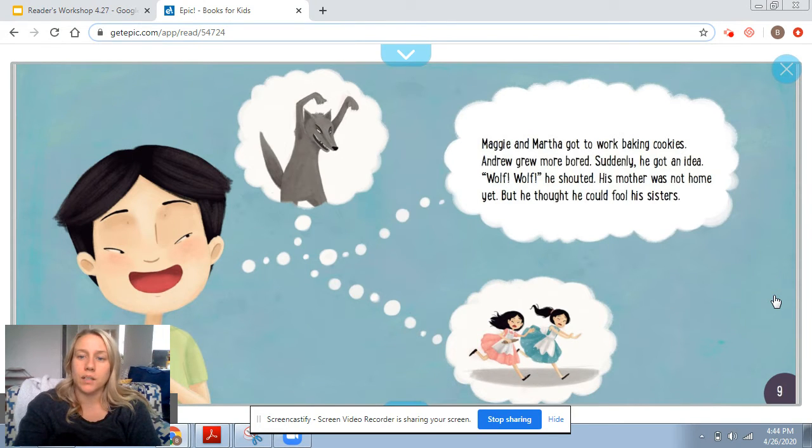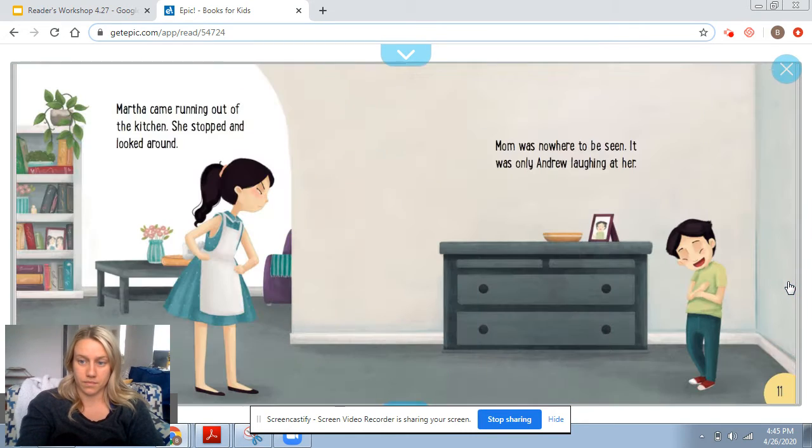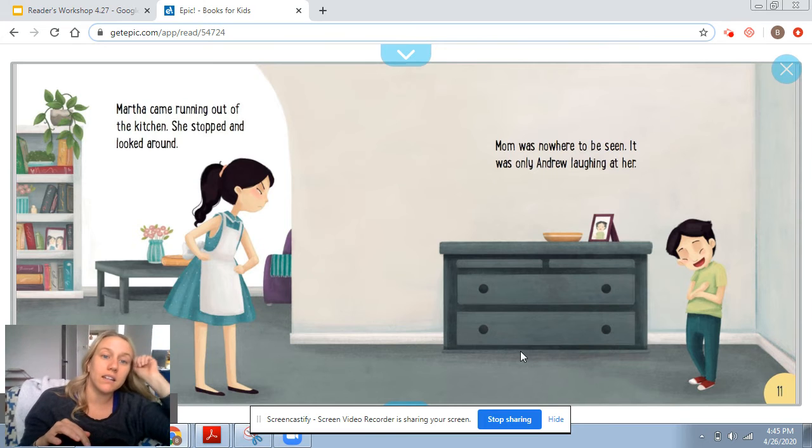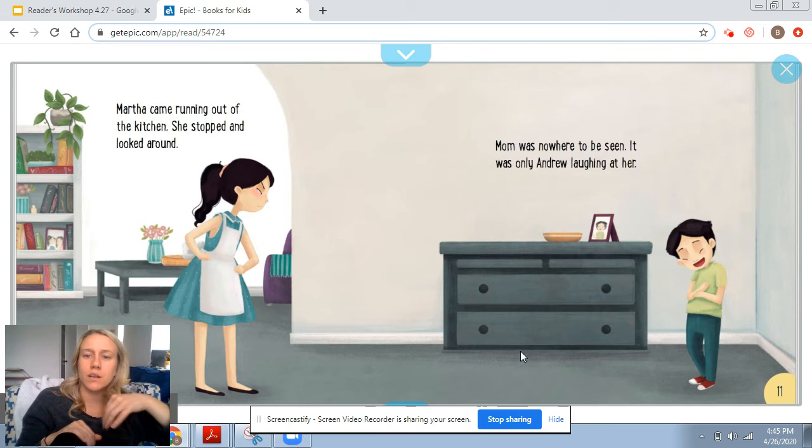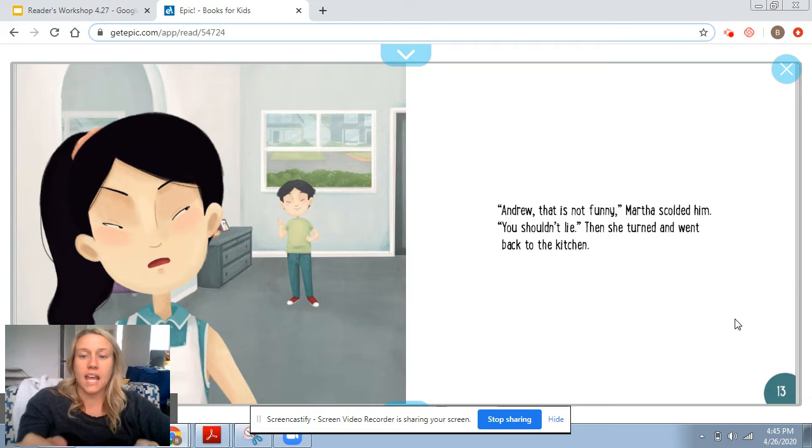Maggie and Martha got to work baking cookies. Andrew grew more bored. Suddenly, he got an idea. Woof, woof, he shouted. His mother was not home yet, but he thought he could fool his sisters. Martha came running out of the kitchen. She stopped and looked around. Mom was nowhere to be seen. It was only Andrew laughing at her. Andrew, that is not funny, Martha scolded him. You shouldn't lie. Then she turned and went back to the kitchen.